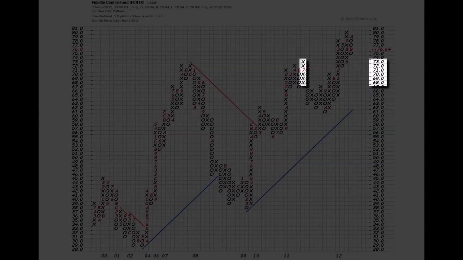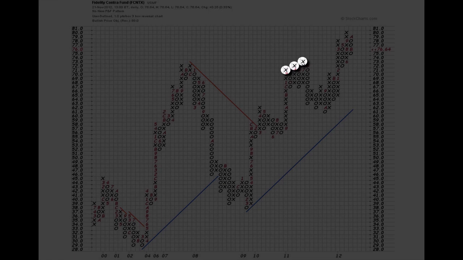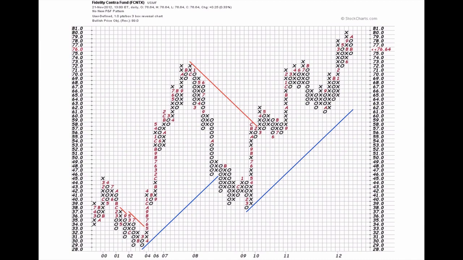At 67, demand takes hold again in July, completes a 3-box reversal up, and continues to drive the price past the last high of 72 and stops at 73, which is now a double top buy signal because this high exceeded the last 2 highs.